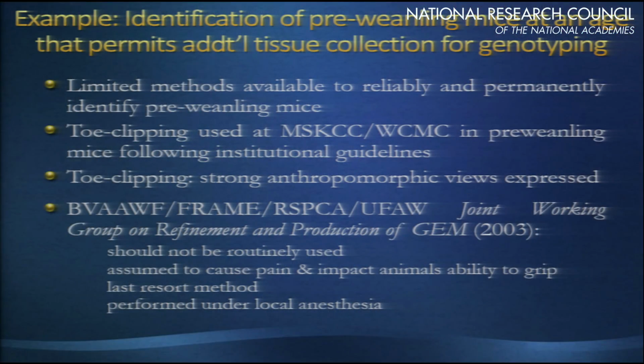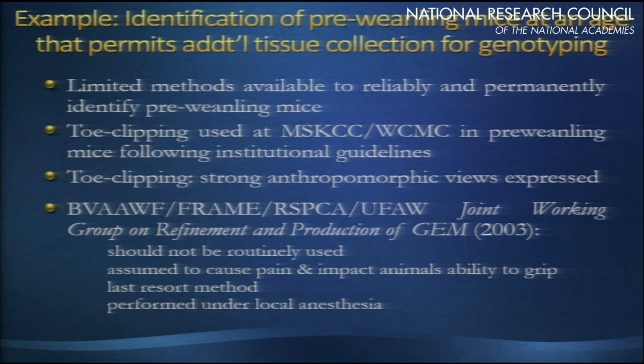So I'm going to give you two examples. The first one has to do with identifying pre-weanling mice. As I said, we're a very mouse-centric program. And ideally we identify them in a way in which at the same time we can collect tissue for genotyping. The reality is there are limited methods available to reliably and permanently identify pre-weanling mice. And we have historically used toe clipping at our institution.